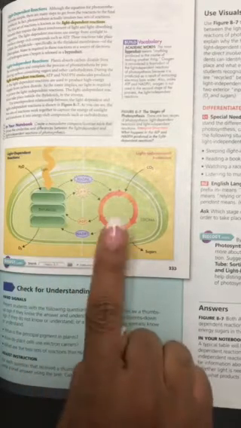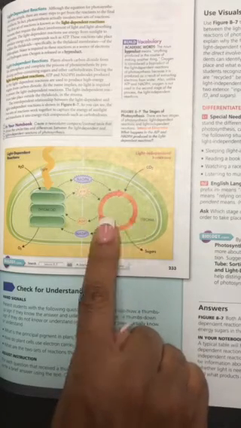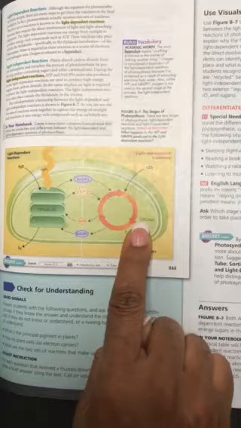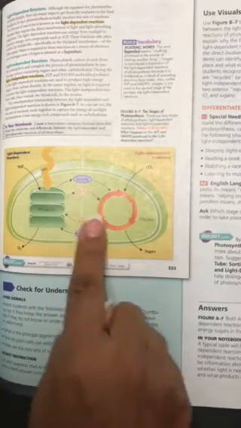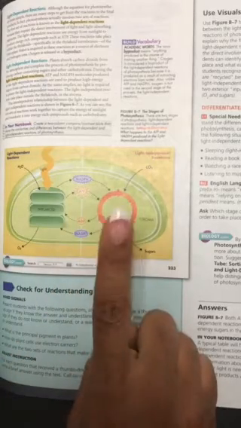Now, your light-independent reactions do not require light. This is where the Calvin cycle takes place in the stroma. Although stroma is written right here, the light-independent reactions take place anywhere where you see this fluid. That means underneath the thylakoid, on this side, everywhere. All right, so let's go ahead and get started.